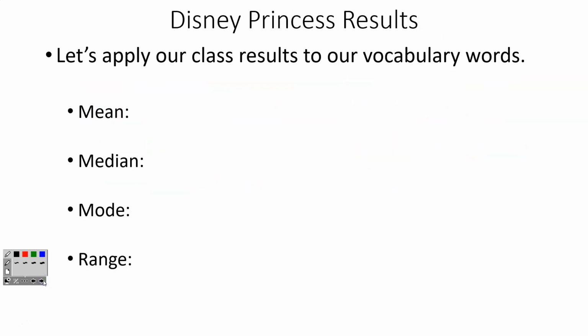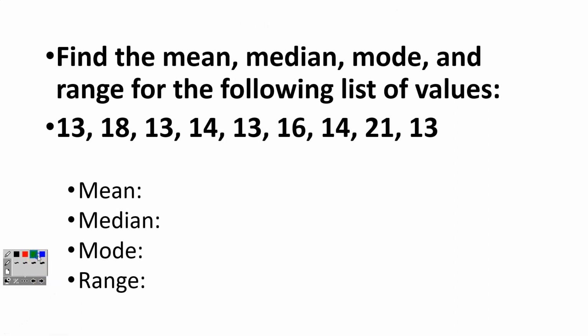So you don't have to worry about that since you don't have results. However, you can do this though, because we need to find the mean, median, mode, and range for these numbers. So for the mean, we're going to add up all these numbers together. So we're going to do 13 plus 18 plus 13 plus 14 plus 13 plus 16 plus 14 plus 21 plus 13. And I get 135.